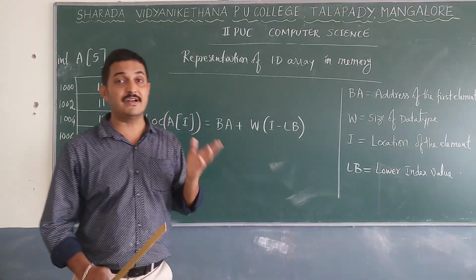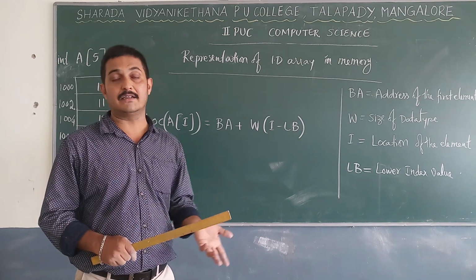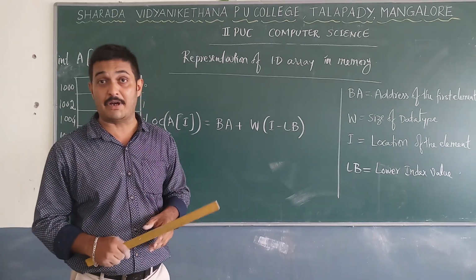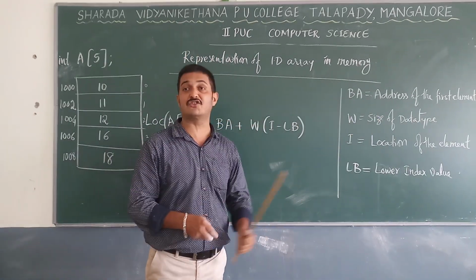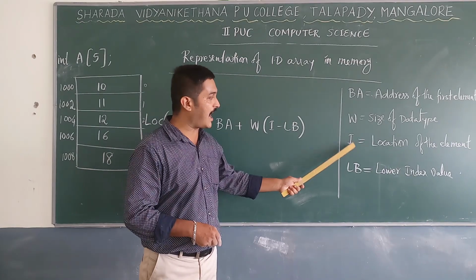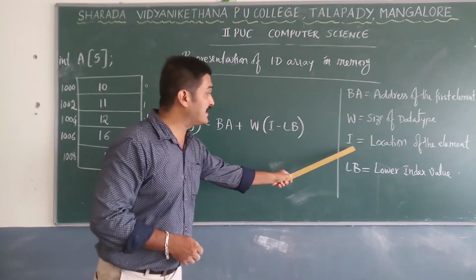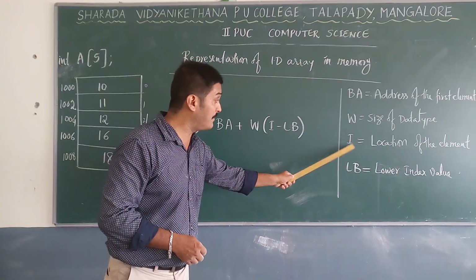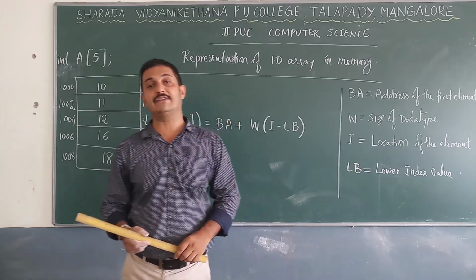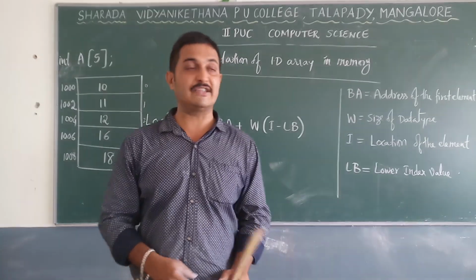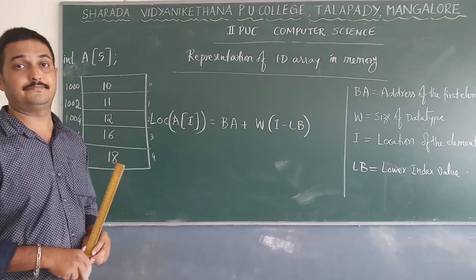Here the size may be for integer data type, character data type, double data type or any other data type. It may be a derived data type also. Using structures you can define your own data types, and by using that we can specify the size of the data type. And the next one is I. I is the location of the element, that is, which element is to be located should be specified using this. Next LB. LB means lower index value. Okay, these are about representing a one-dimensional array in memory.